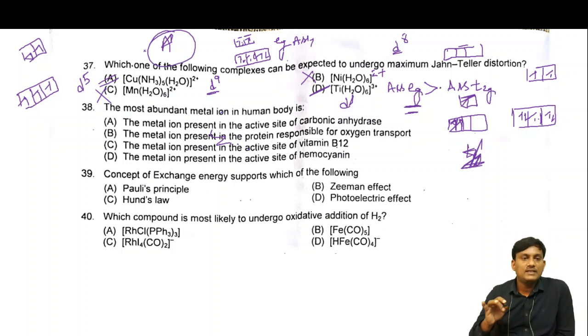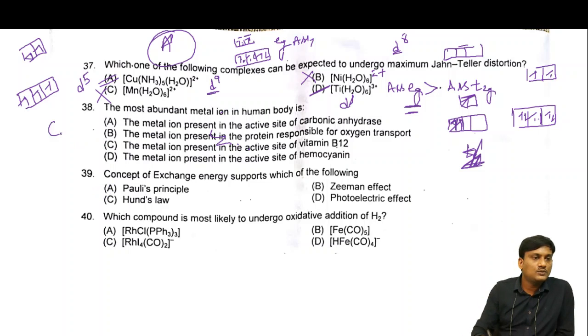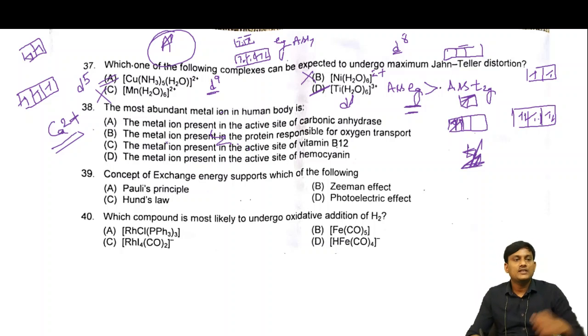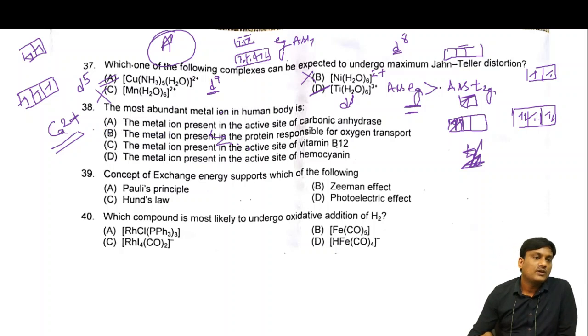The most abundant metal ion in a human body is Ca2+, but in this option there is no correct option, there is no option which is correlated with Ca2+.